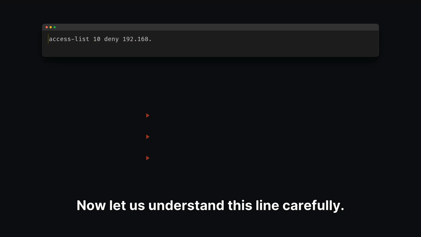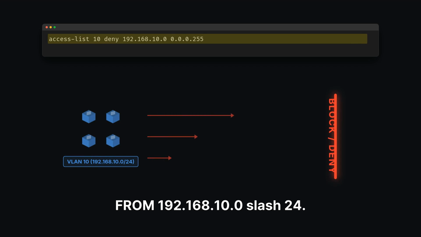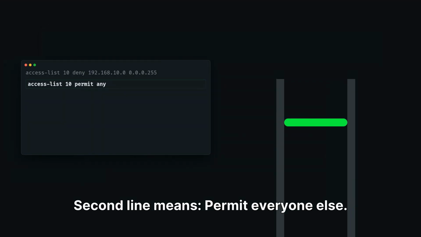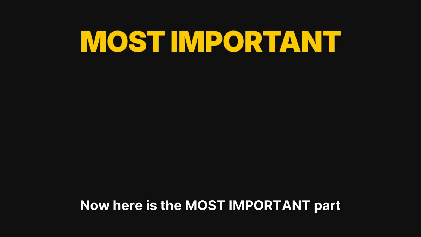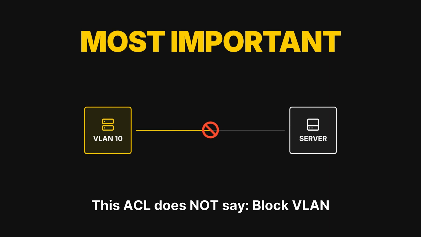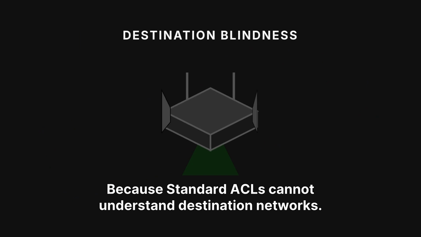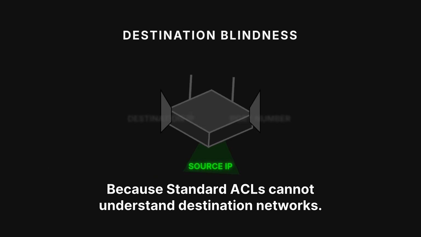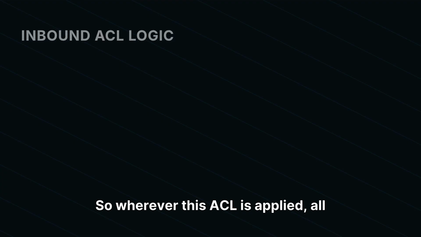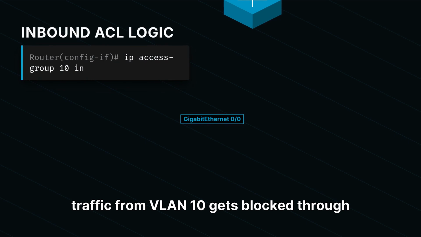Now let us understand this line carefully. First line means deny all traffic coming from 192.168.1.0/24. Second line means permit everyone else. Now here is the most important part many beginners misunderstand. This ACL does not say block VLAN 10 from server network, because standard ACLs cannot understand destination networks. The ACL only checks source IP. So wherever this ACL is applied, all traffic from VLAN 10 gets blocked through that interface.